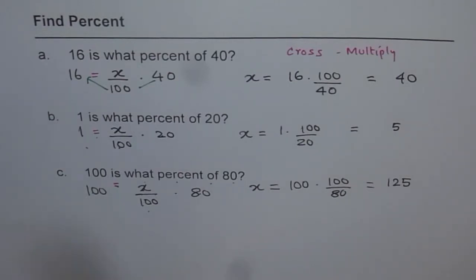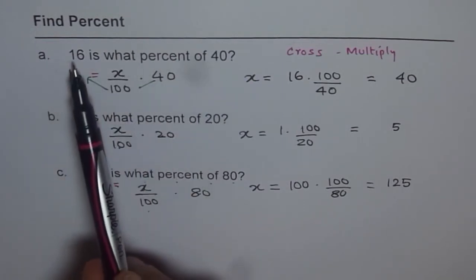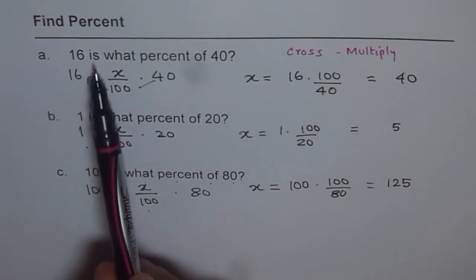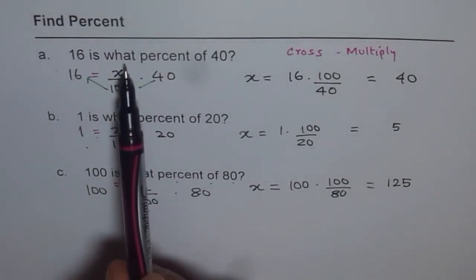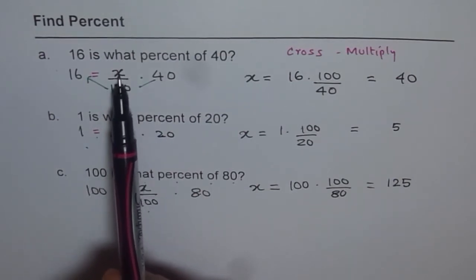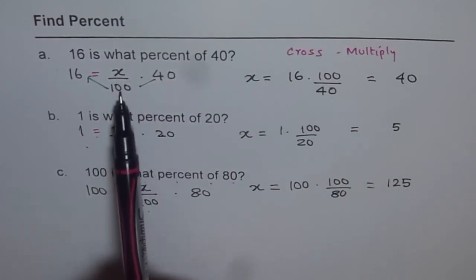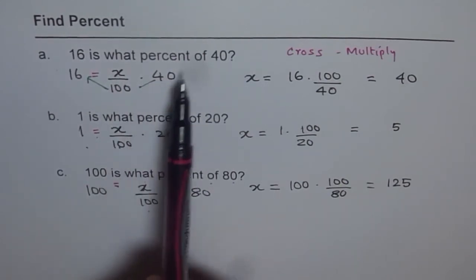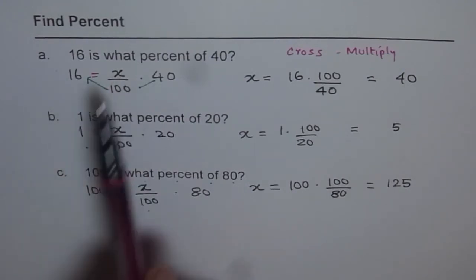So steps are very clear. When you translate a sentence, it is 16, the number itself, is means equal to what percent. Whenever there is a question what, you don't know, write a variable. What means variable. X percent means out of 100. Of means multiply the number 40. Do you see that? Simple translation gives you perfect equation for percent. And then you solve for x.